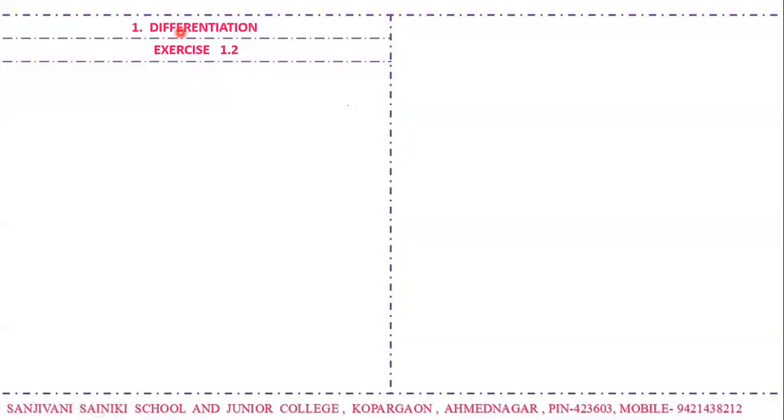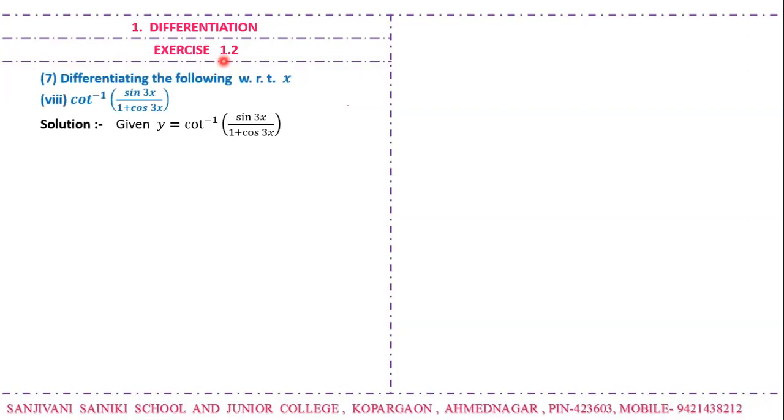Continue the exercise 1.2 from the chapter differentiation. In that, the next problem is: differentiate the following with respect to x, cot inverse of sin 3x upon 1 plus cos 3x. Now, what is given? y is equal to cot inverse of sin 3x upon 1 plus cos 3x is given. Now, we have to simplify it.